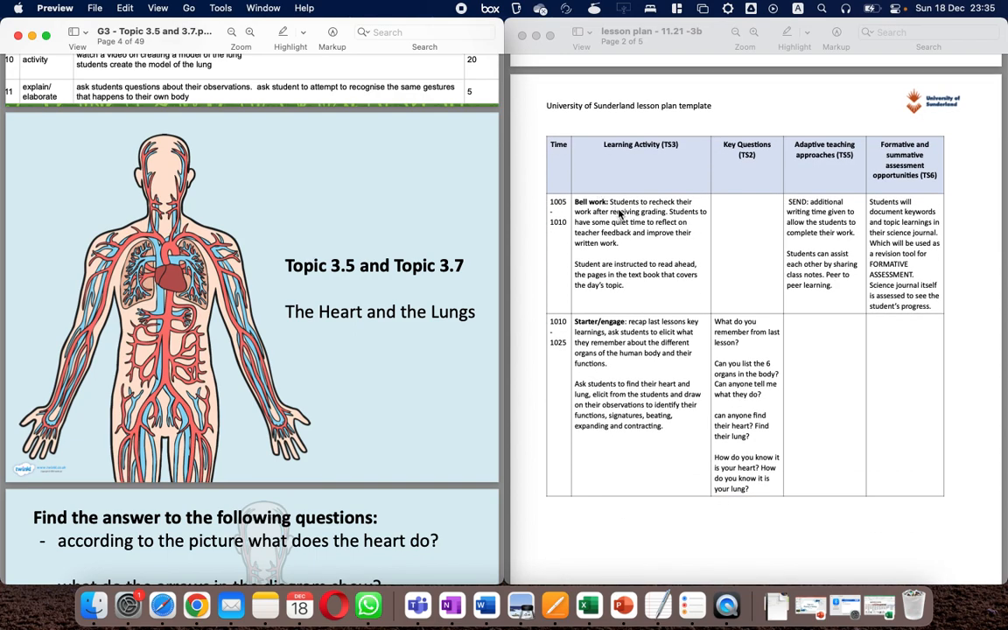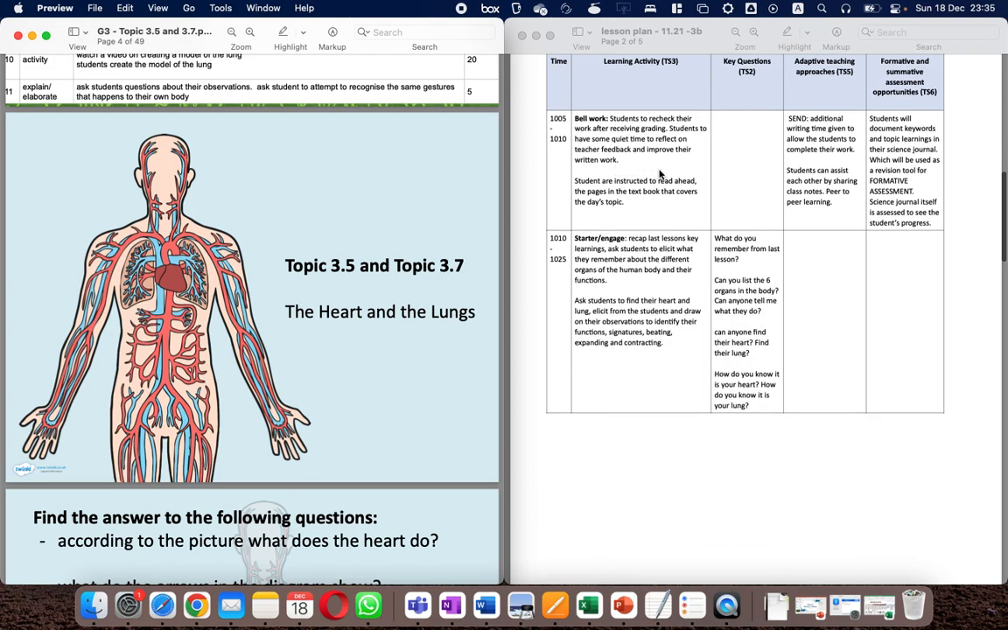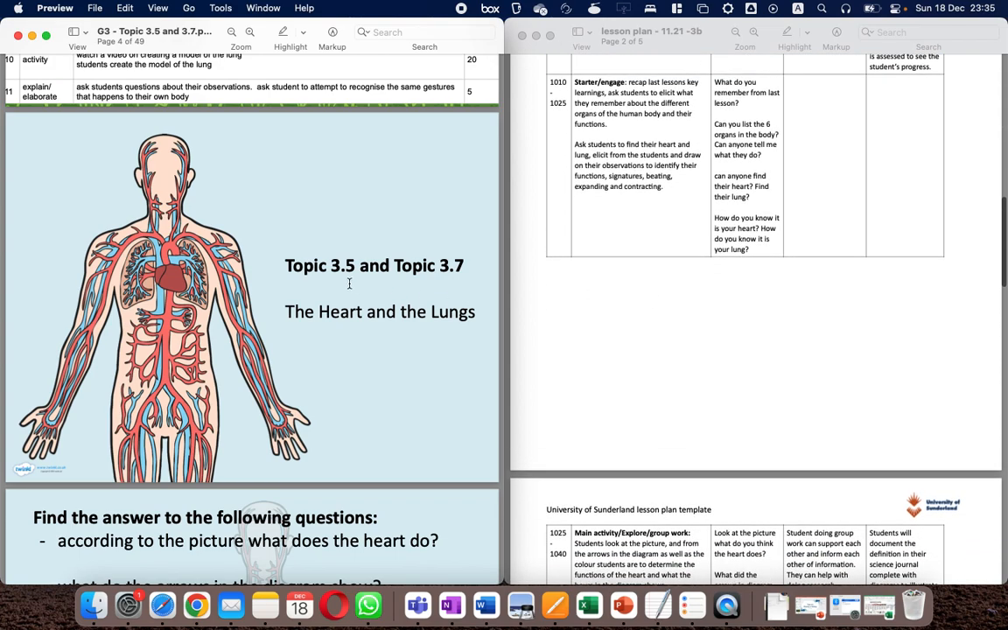First of all, the start of the lesson has some bell work. Students get their science journal, which is the exercise book. They have some time to look at the comments from the teacher and make corrections, and students are allowed to read ahead if they have no corrections. So we start the lesson with engage.